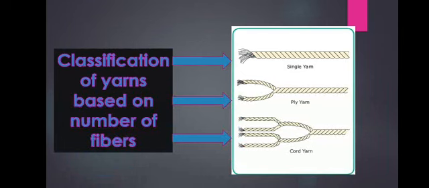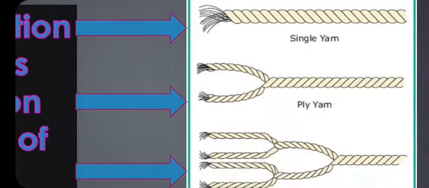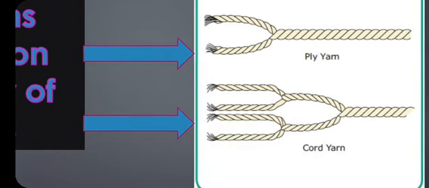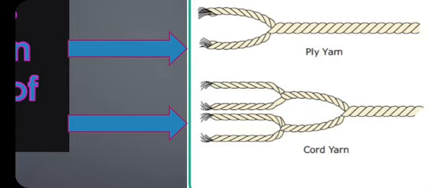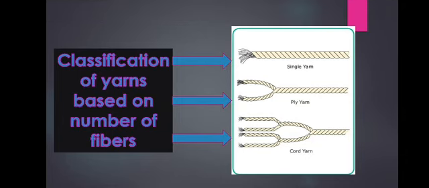Next is the classification of yarns based on the number of yarns. We have already studied spun yarns and filament yarns. In the filament yarn, we classified it into monofilament and multifilament. First is the single yarn, in which a single strand is twisted together to form a yarn. In the ply yarn, two or more single yarns are twisted together to form a ply yarn. And the cord yarn is manufactured by twisting more than two ply yarns, and each ply yarn consists of two or more single stranded yarns. This is the classification of yarns based on the number of yarns used.